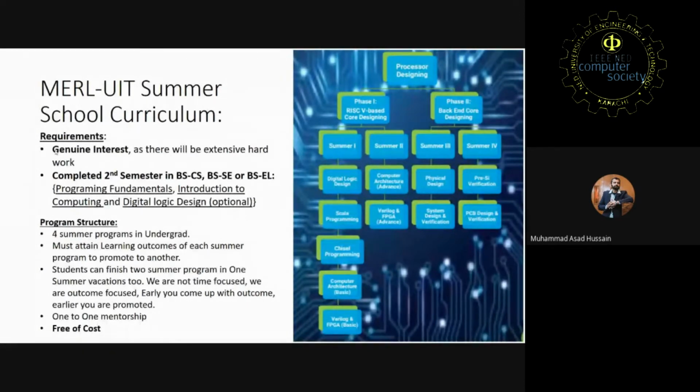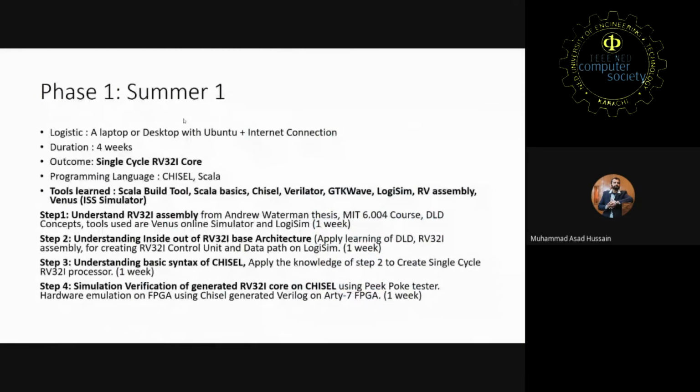It's a one-on-one mentorship program, and it's free of cost, the most important thing. Free of cost doesn't mean anybody can come and waste our time and their time as well. Only serious candidates, genuinely interested students, are welcome. So phase 1 is summer one. Certain logistics are required. You need a desktop or laptop PC with internet connection and Ubuntu. Ubuntu is preferred, but any Linux flavor is welcome, Red Hat, Fedora and so on.